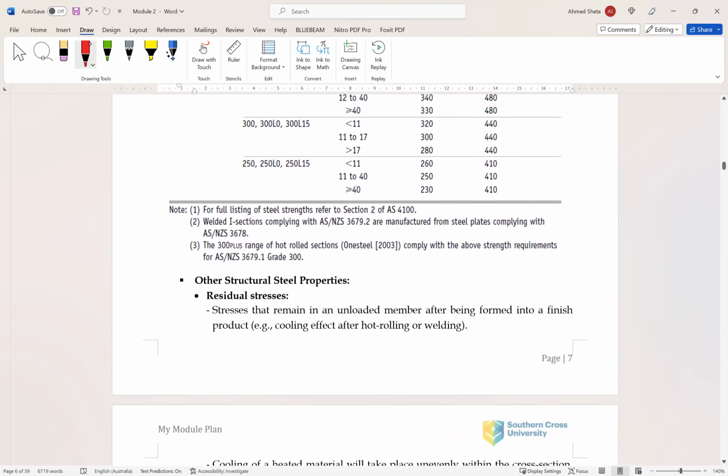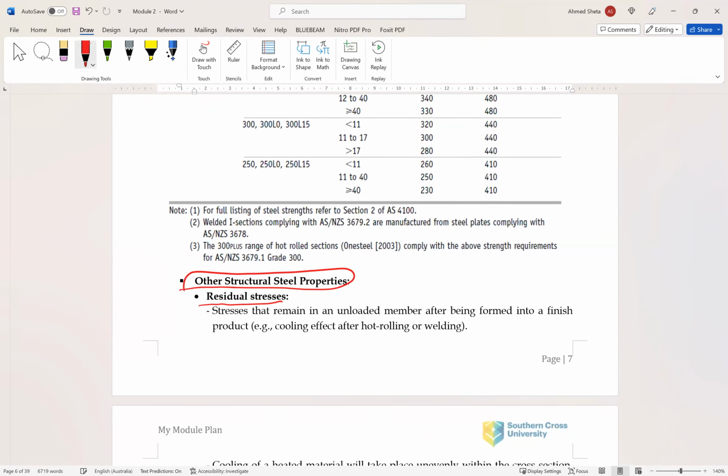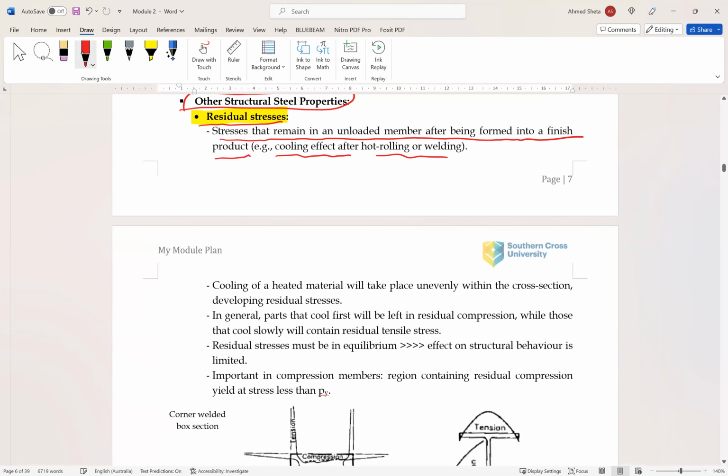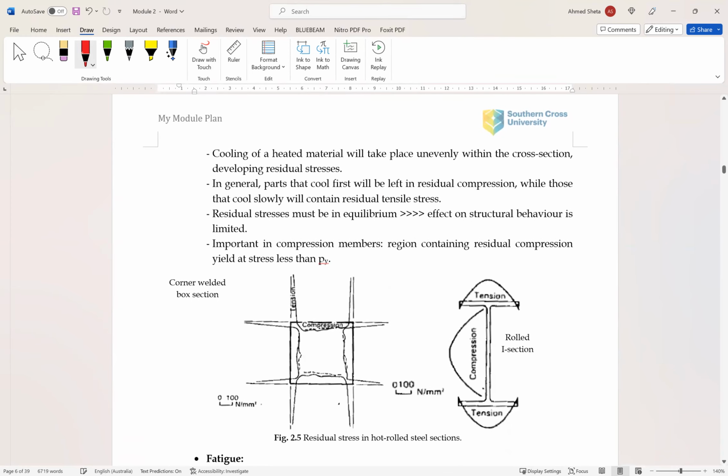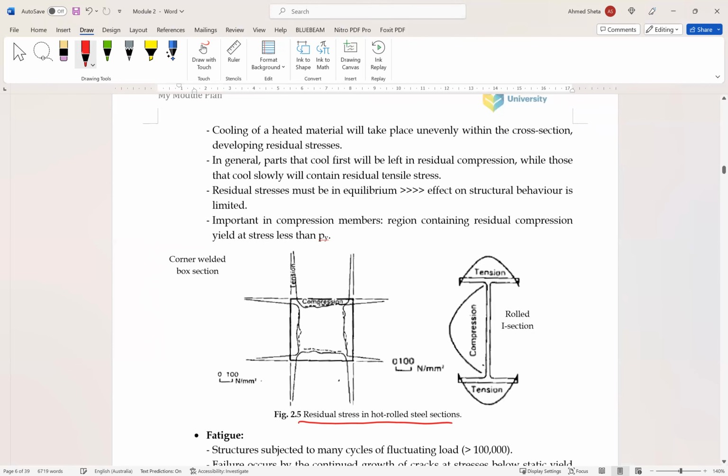There are some other structural steel properties which we need to know, like residual stresses, which are stresses that remain in an unloaded member after being formed into a finished product, due to the cooling effect after hot rolling or welding. Residual stresses are important because they affect the behavior of members. Here is an example of residual stresses in a hot rolled section, due to the hot rolling process of steel.